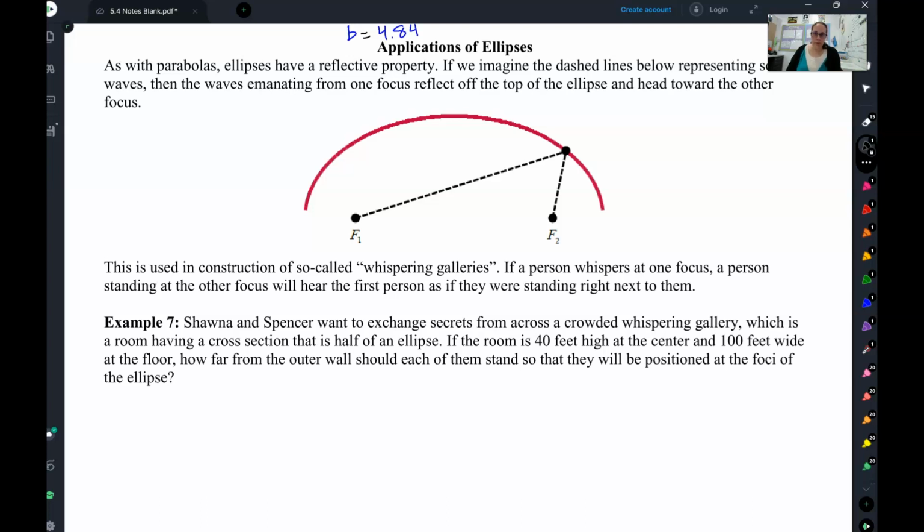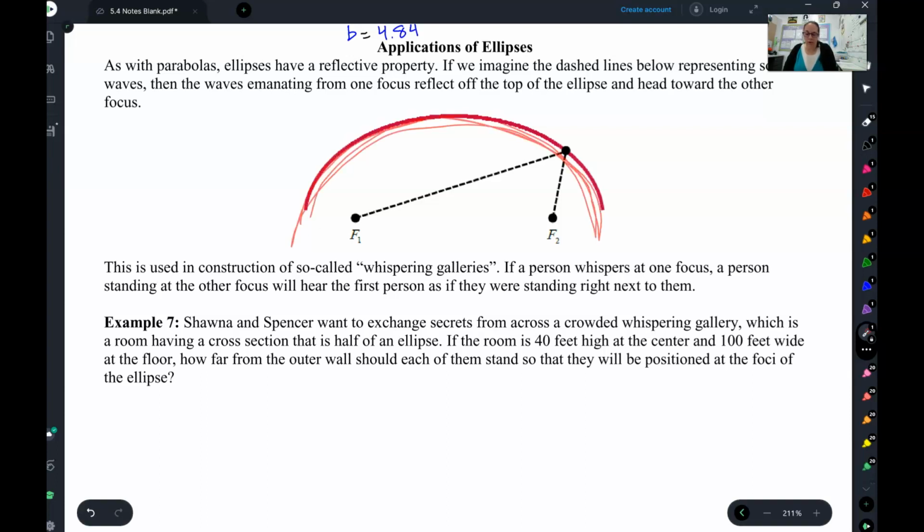One of the most popular story problems involving ellipses is that of a whispering gallery. A whispering gallery is a domed room. So basically this would be considered the roof of your room. So the roof of the room is domed like an ellipse.